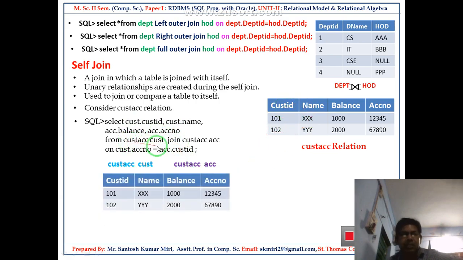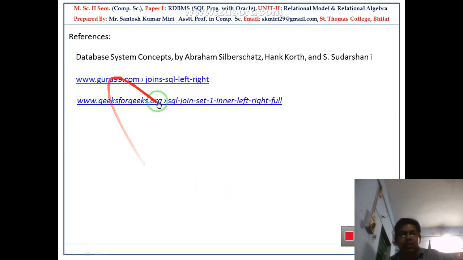So from cust ACC, cust join cust ACC on cust.account is equal to account1. Here we compare both parts of the single table. Account number is the primary key for cust and ACC is the primary key for cust ID. So the output is this one. These are references.